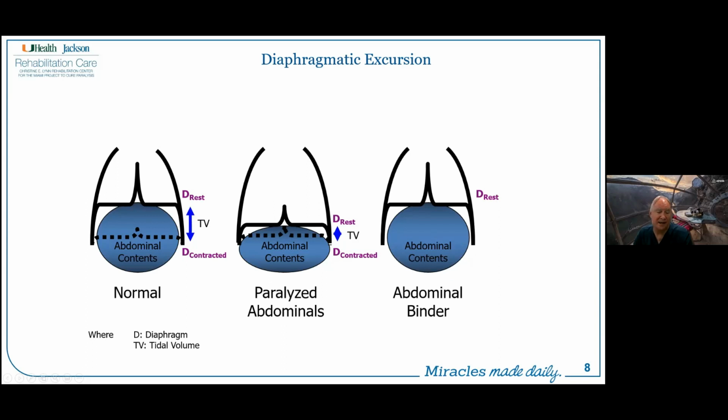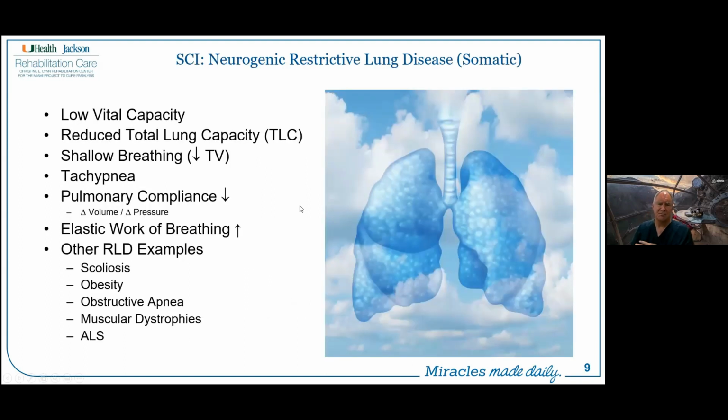We can counteract that with a very expensive, high-tech device called an abdominal binder. And yes, just putting the abdominal binder on does compress the abdominal contents and causes the diaphragm to regain its original resting length, so that when you contract, simply by having an abdominal binder, you can restore the tidal volume to a greater extent. So, I've mentioned it, neurogenic restrictive lung disease.